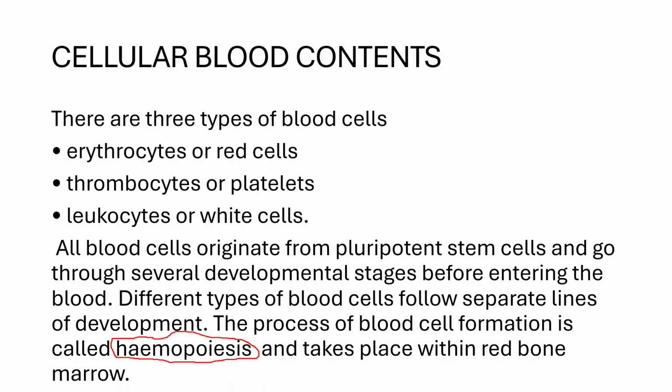When you hear hemopoiesis, it means formation of blood cells. The process of blood cell formation is called hemopoiesis and takes place within the red bone marrow. It takes place in the bone, at the red bone marrow of a bone. That's where the blood cells form. Hemopoiesis.